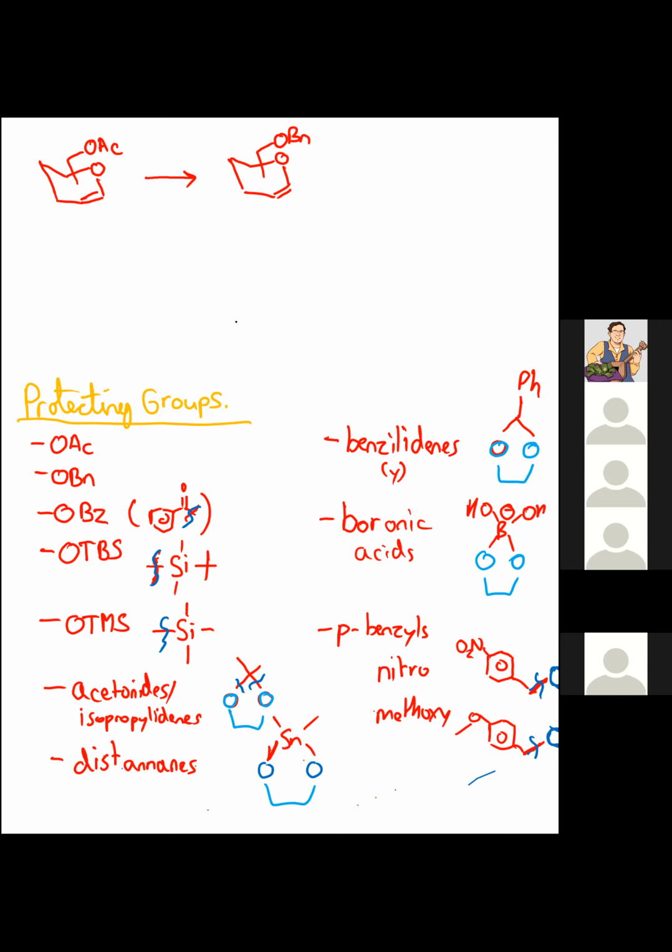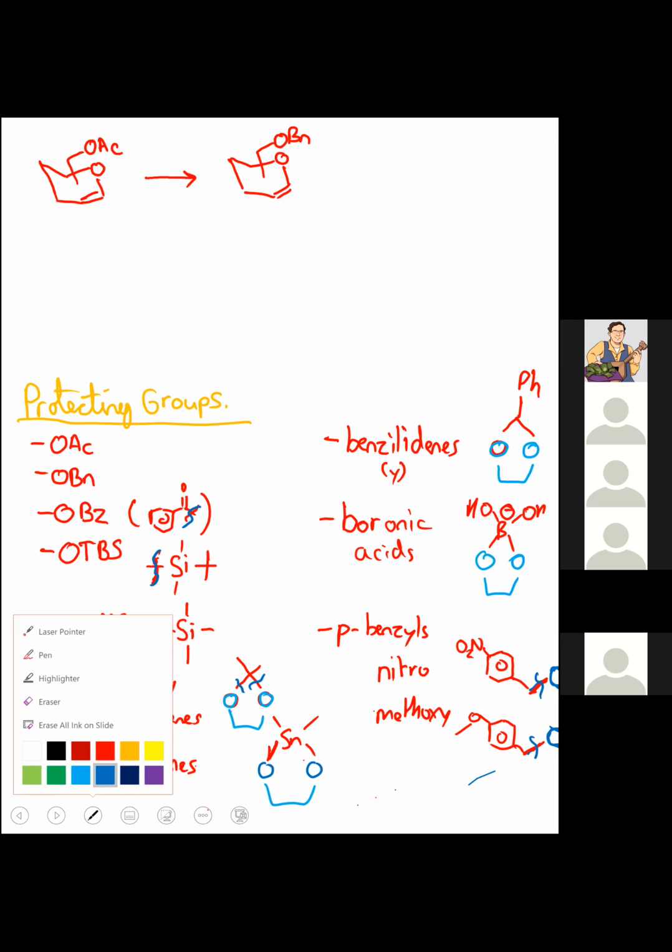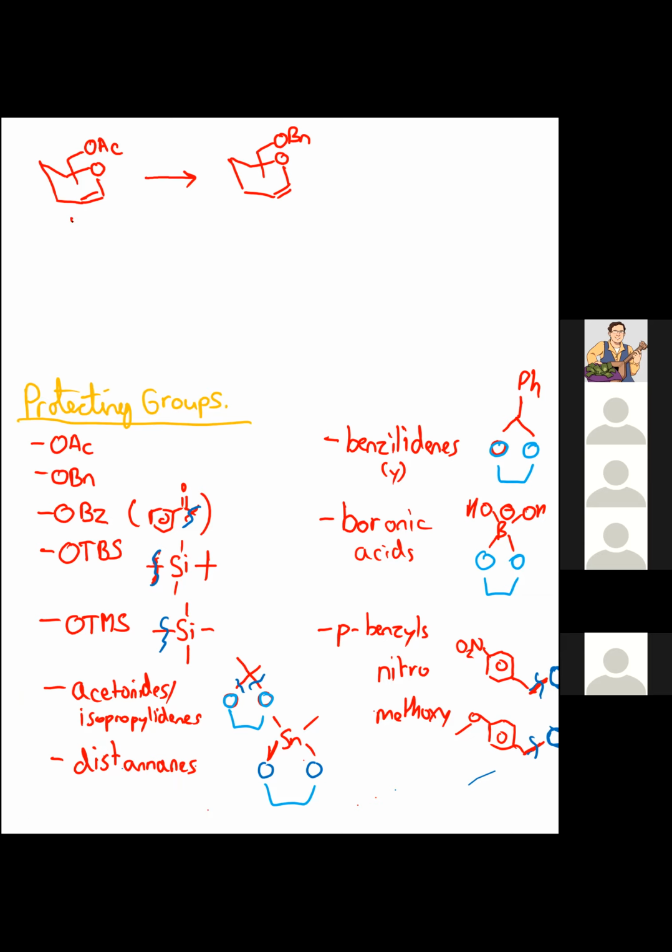But for this, what we wanted to do up here originally is take off the acetates. Sodium metal and methanol is a good way to do that. Also call this sodium methoxide in methanol.